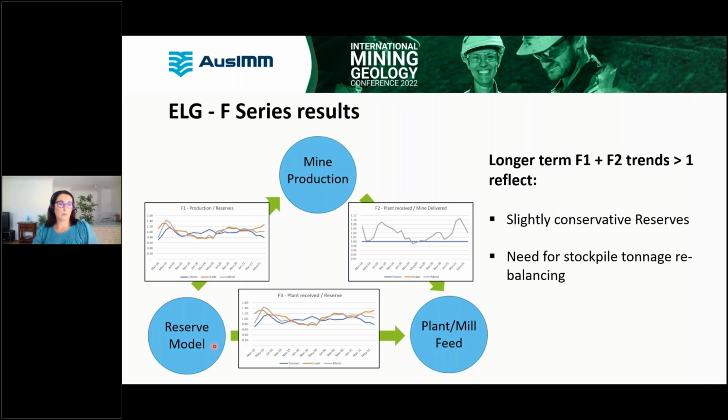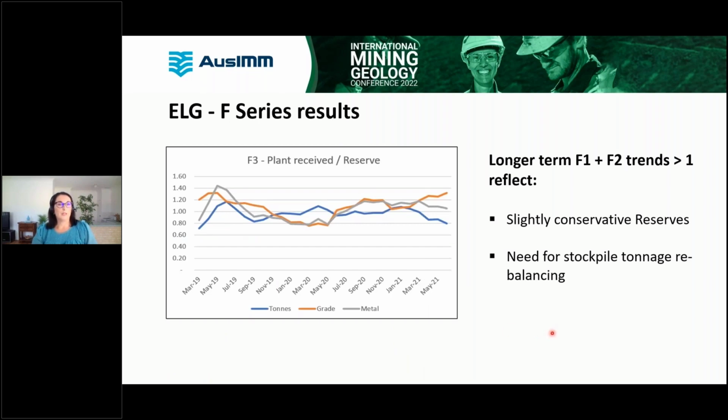And finally, we'll just have a quick look at the reserve model to the plant feed. And we can see here, it mimics the F1 quite well. When we go to the next slide, we'll just have another quick look at that. But what we can see is that we've got quite a bit happening here. It's sort of swings and roundabouts. We've got some tons being lower, then the tons become higher over a certain few months, and then lower again.